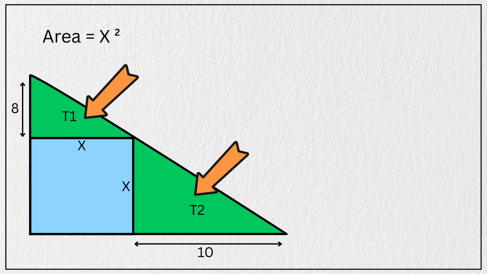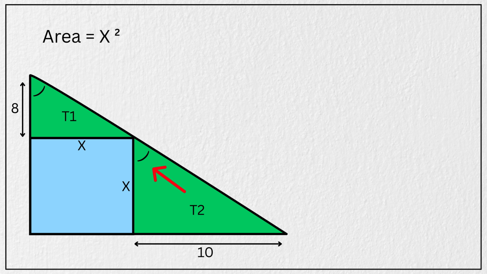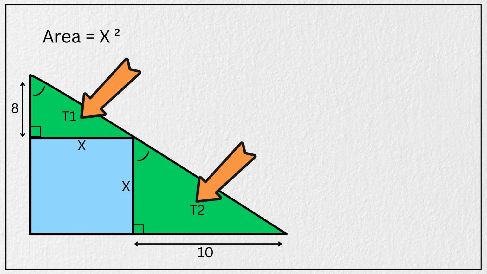Now focus on these two green triangles formed on either side of the square. This angle here is equal to this angle by the corresponding angles rule. And this angle equals this angle because both are right angles. That means these two triangles are similar by the angle-angle similarity test.